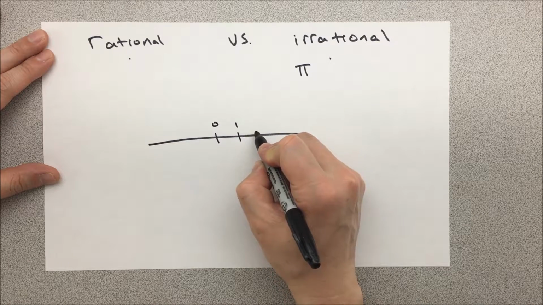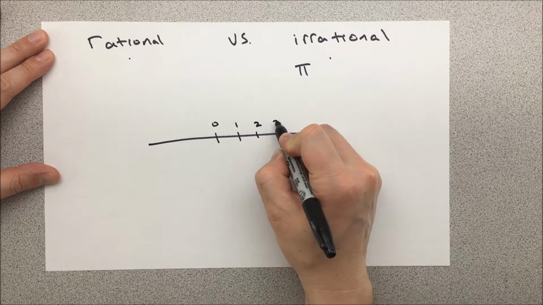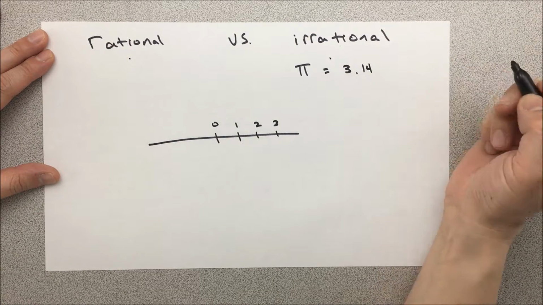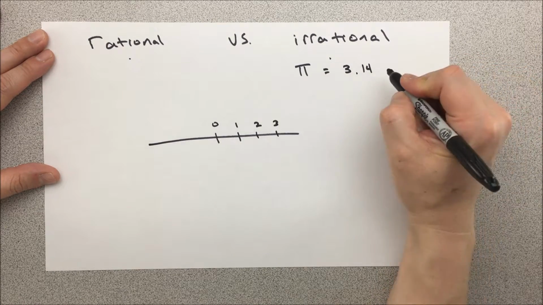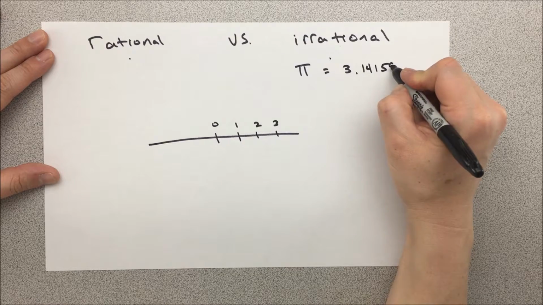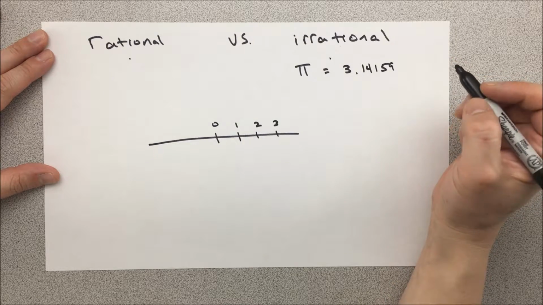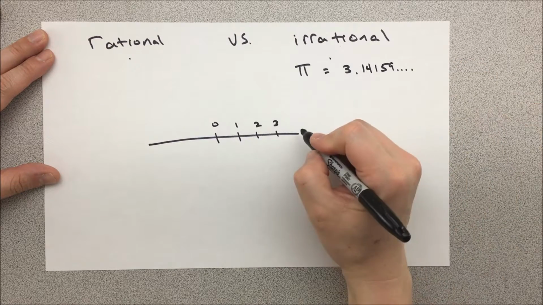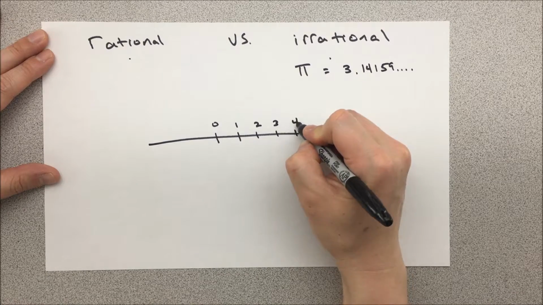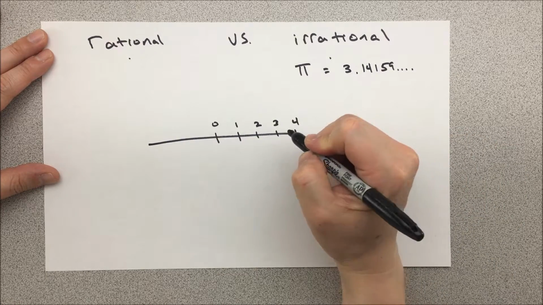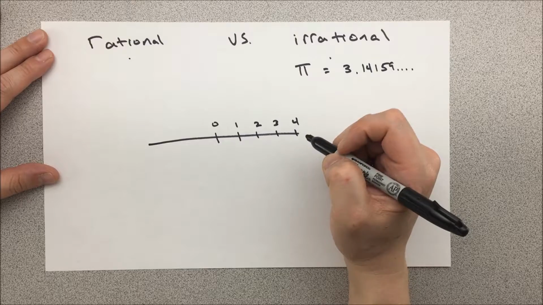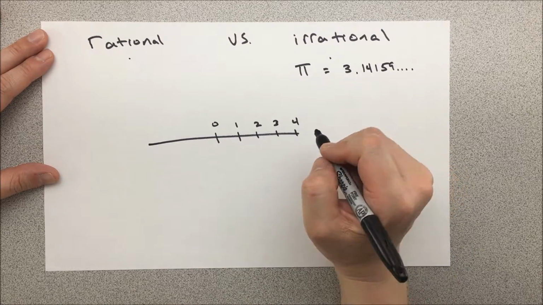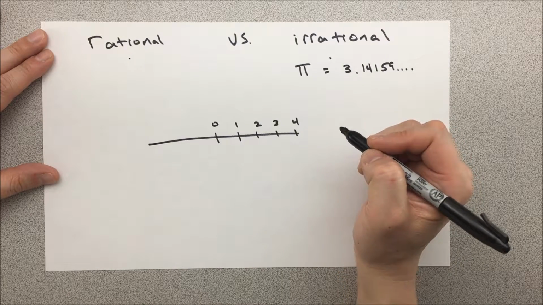As we all know, pi equals 3.14, but it actually goes on a little bit further where there's no repeating pattern and it just keeps going on and on and on. So therefore we can get pretty close as to the position of pi on the number line, but we don't really know exactly where it is located on the number line because it keeps going on and on.